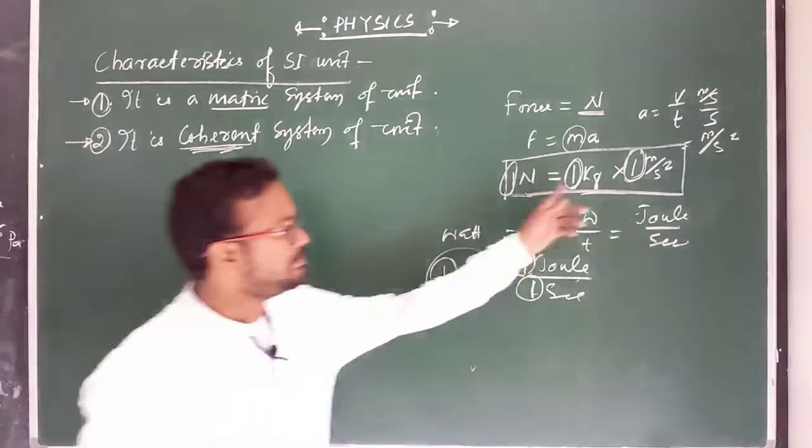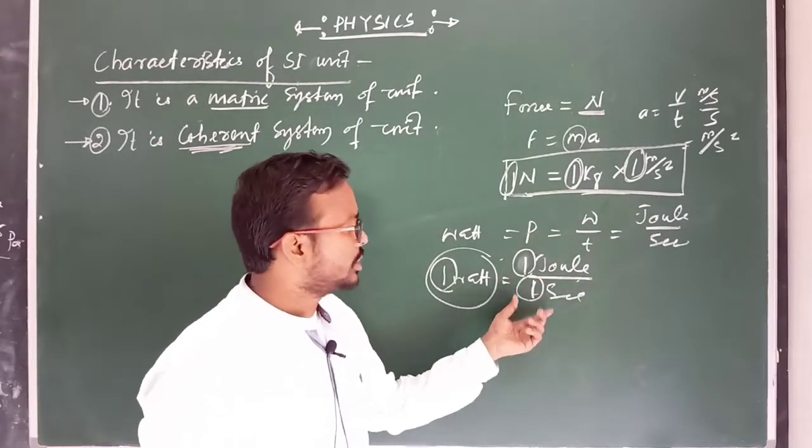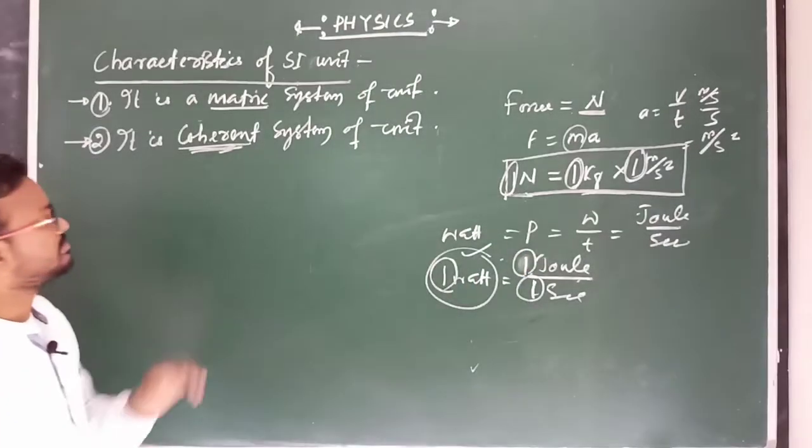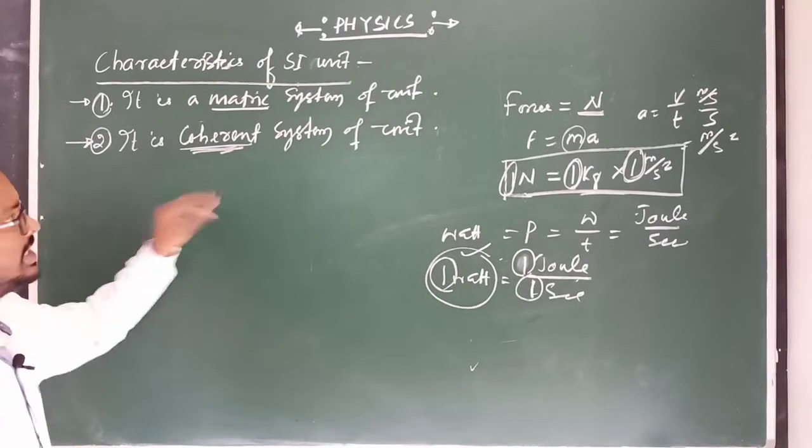Clear? So by multiplying and dividing other physical quantities, you can get a new physical quantity in the coherent system. Clear? So these are the important characteristics.